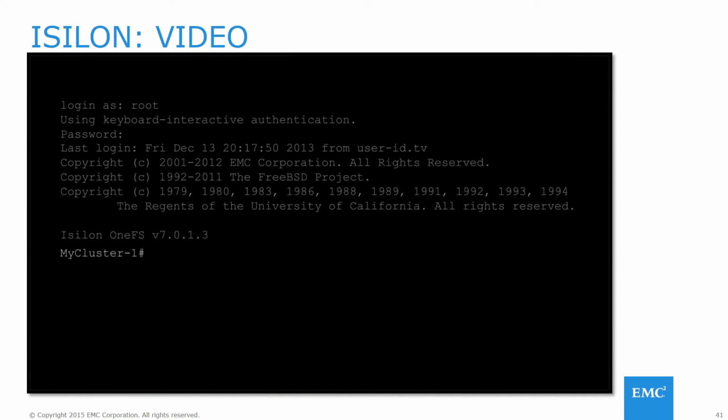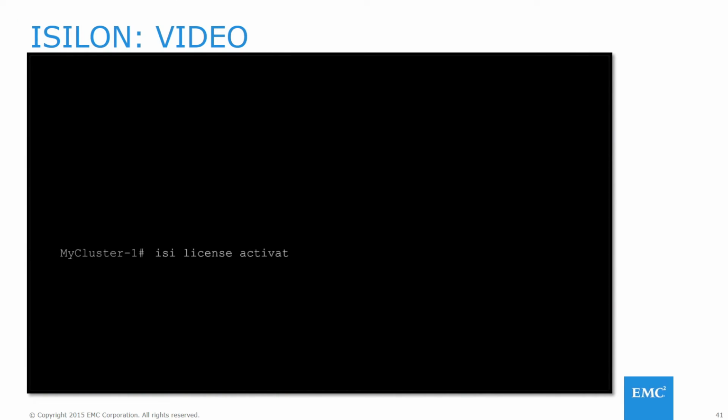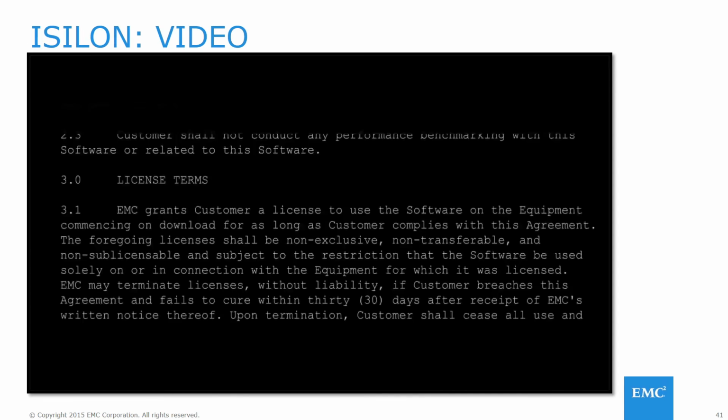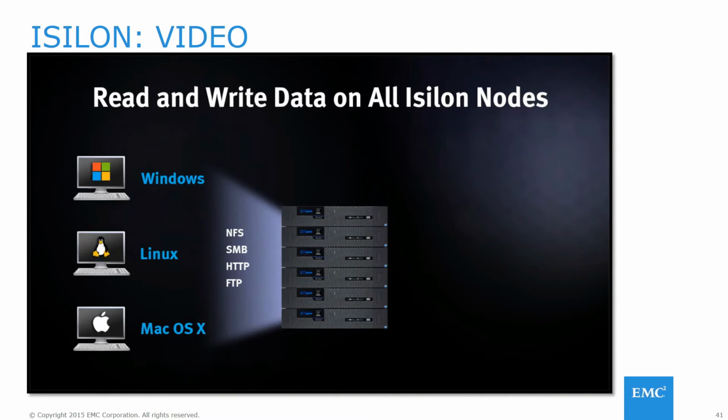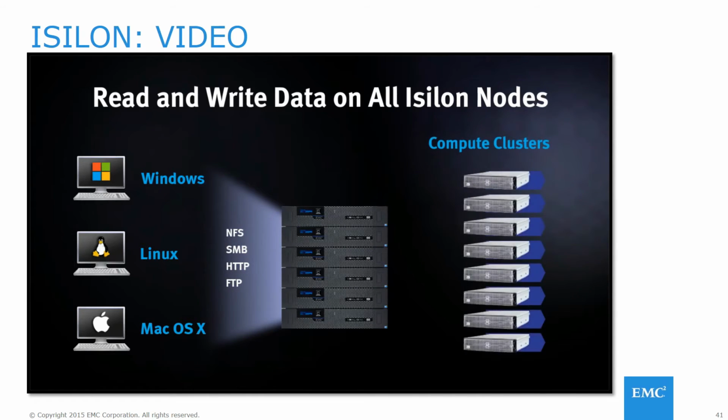The second distinction is that HDFS is supported as a native protocol in the Isilon OneFS operating system, the same way that other protocols such as SMB and NFS are supported. Here's how it generally works. After you activate an EMC Isilon HDFS license and accept the license agreement, OneFS turns on the HDFS service. Write data directly to the Isilon cluster using NFS, SMB, HTTP, or FTP as you typically would.